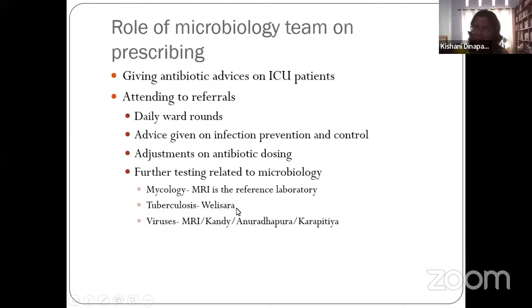For TB, the reference lab is in Welisara. You need to send the samples, especially culture samples, to Welisara. If the PCR, the GeneXpert machine, is available, some hospitals would perform the GeneXpert PCR on their premises, but most of it will be done in Welisara. For viruses, there are services available in MRI, Kandy, Anuradhapura and Karapitiya. These are the central centers, and clusters would be allocated to each of these centers, and depending on where your hospital is situated, you might have to select a center from one of these.